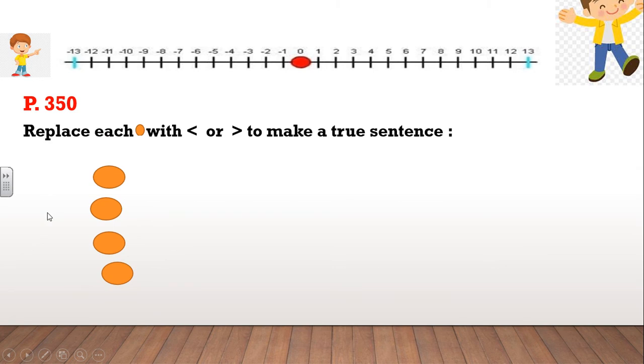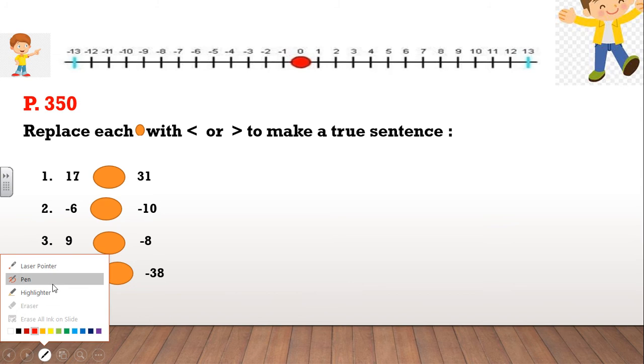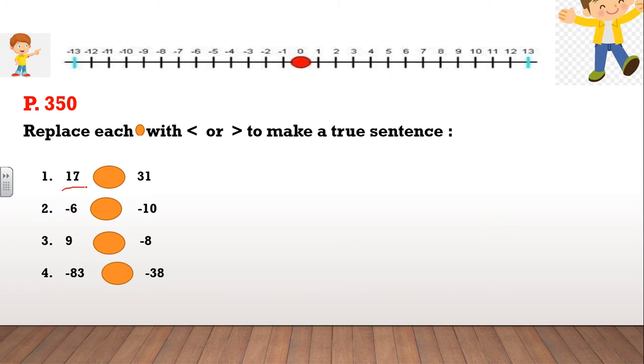Let's see the first question. Replace each circle with less than or more than, okay? Let's see question number 1. Here we have 17 and 31. Come on, let's think together. Which number is bigger here? 17 or 31? Yeah, of course, 31 is the bigger.